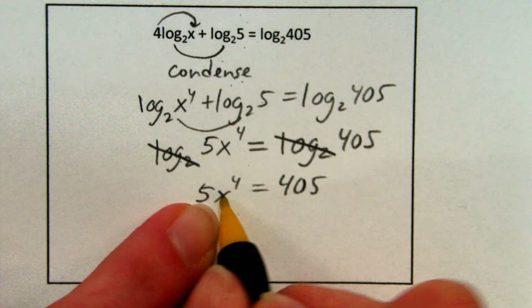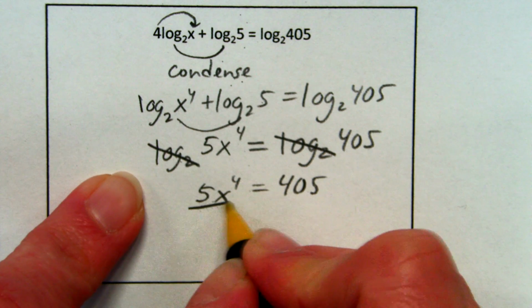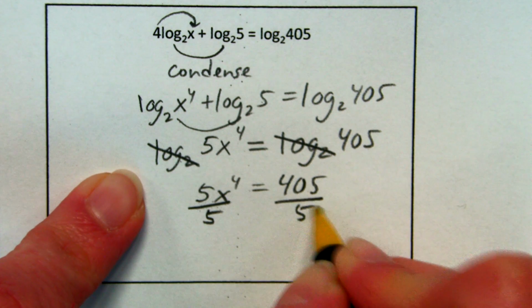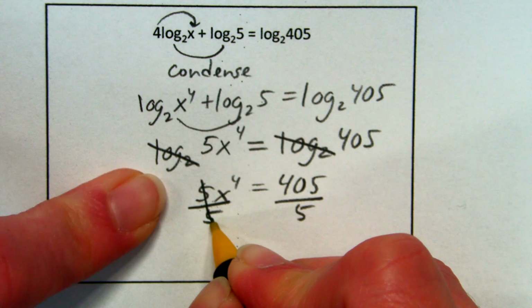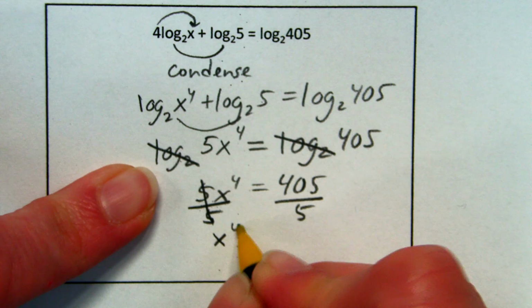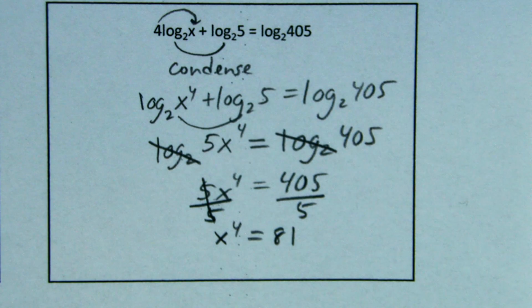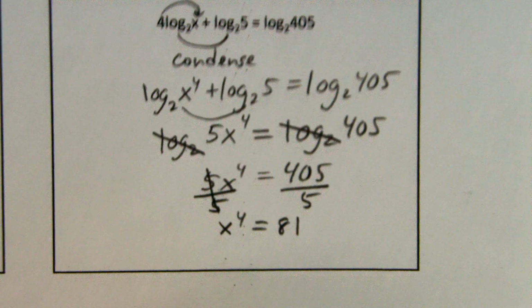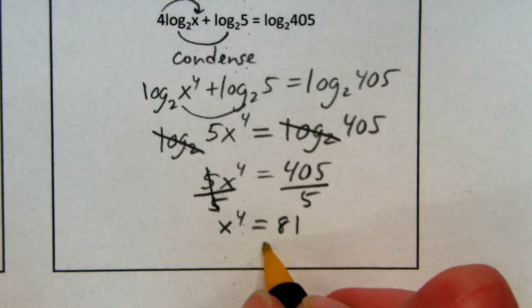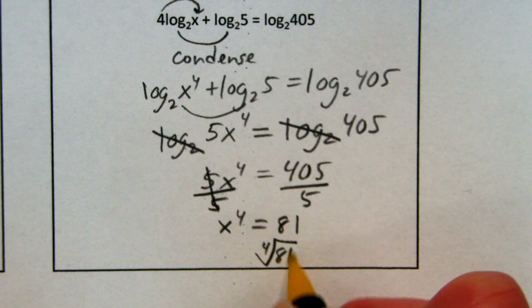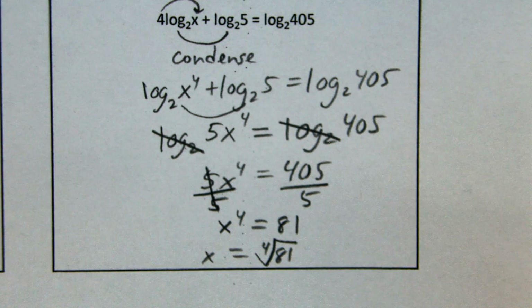So we're trying to get the x part by itself. Divide by 5 on both sides, and we get x to the 4th equals 81. So I'm going to take a moment to show you how we can solve this on the calculator. We're going to use the inverse, which is the 4th root of 81. And there's an interesting way to do that on the calculator.